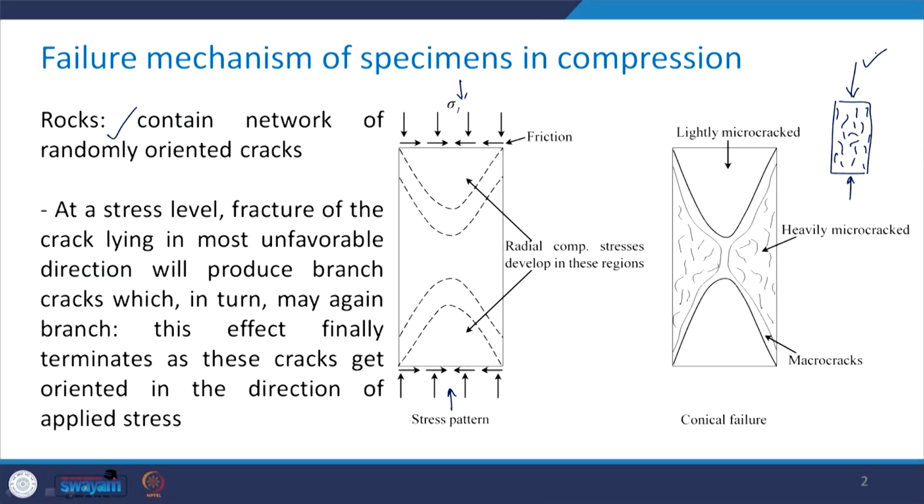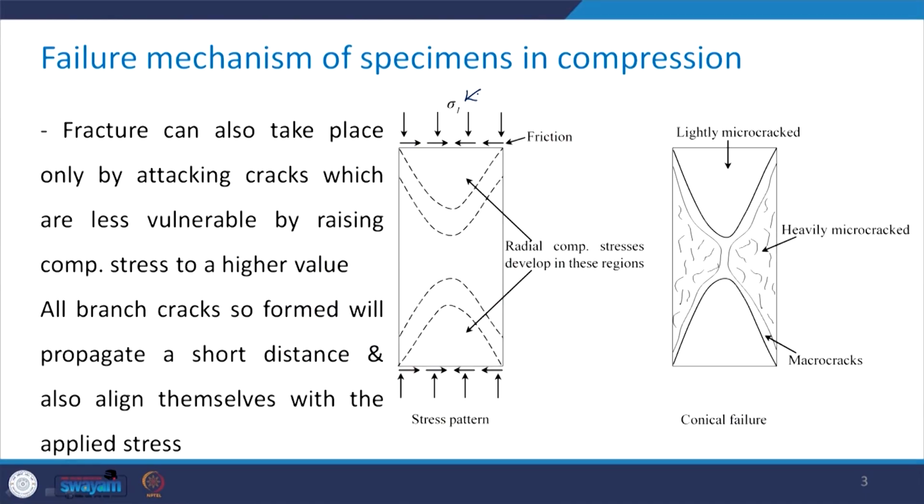Now, what happens to the next most unfavorably oriented crack? Because the one which was most unfavorably oriented has aligned itself in the direction of the loading. But still we have not reached the failure. So we are still increasing this axial stress, which is say sigma prime here.